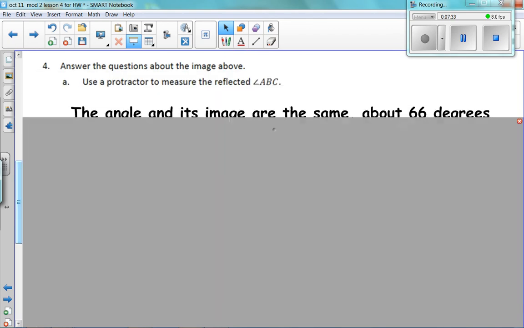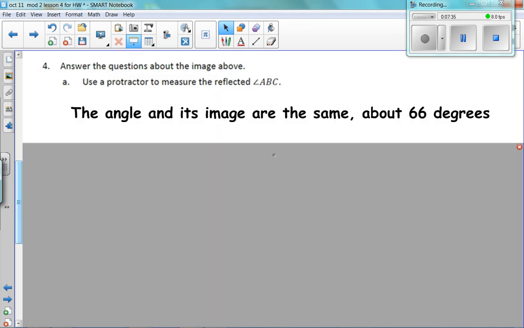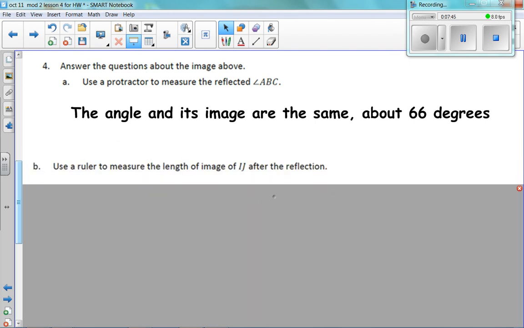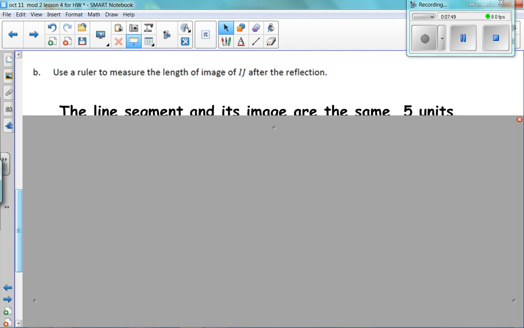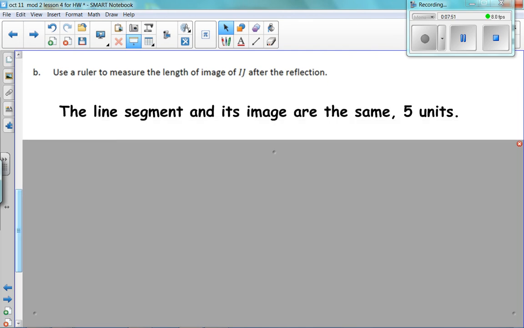Use a protractor to measure the reflected angles. So if you weren't that accurate, it's okay. What you wanted to notice is that the angle and its image are the same, about 66 degrees. Use a ruler to measure the length of the image IJ after the reflection. Well, you should have noticed that the line segment and its image are the same, about 5 units.